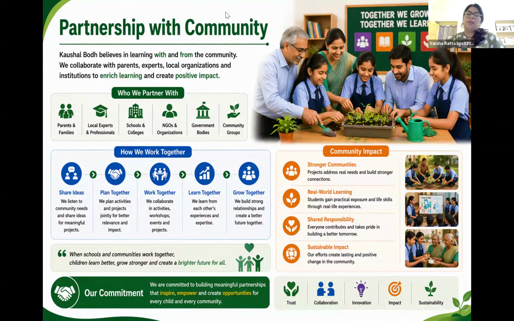So community is also very, very important. Kaushal Bodh believes in learning with and from the community. ये भी एक important part है. Community के साथ और community से सीखना भी important है. We collaborate with parents, experts and local organizations and institutions to enrich learning and create positive impact. This is very, very important.